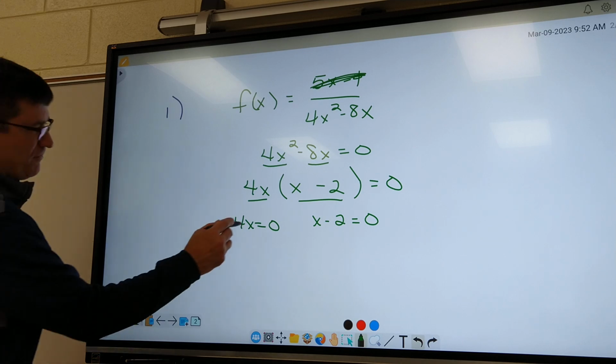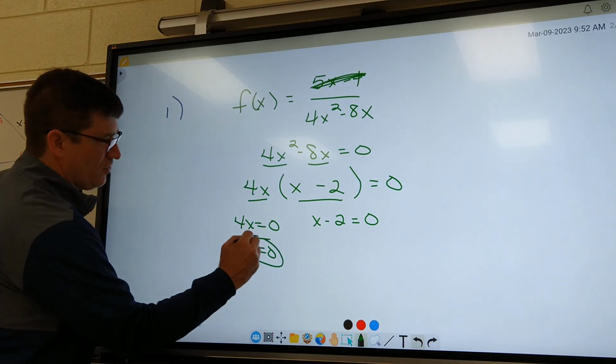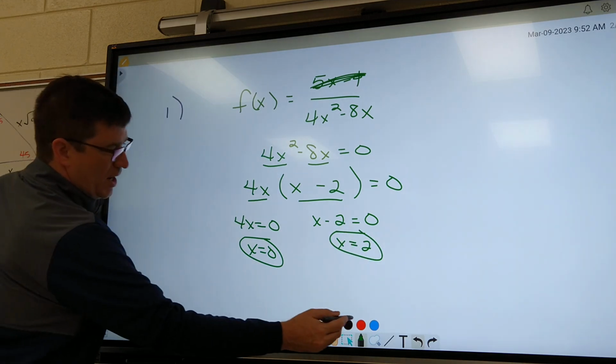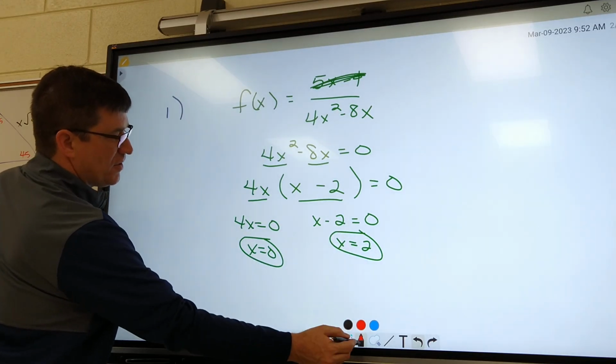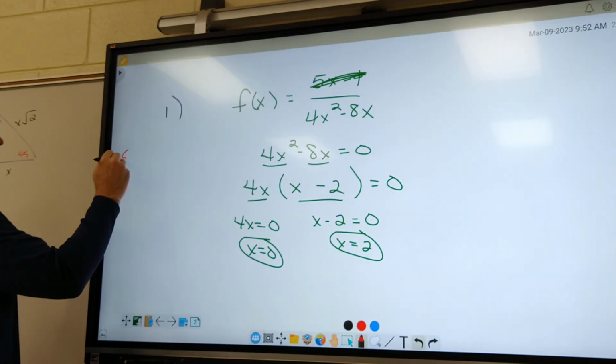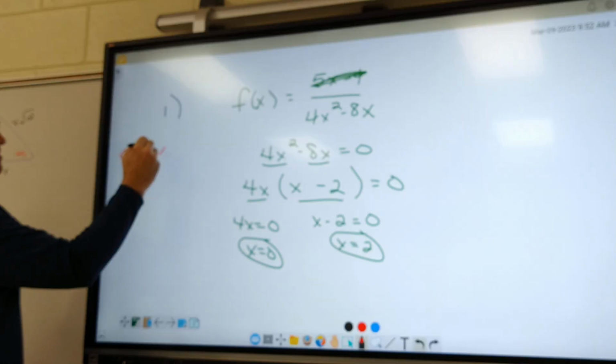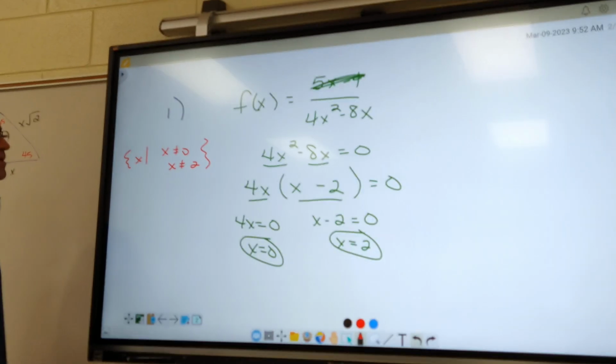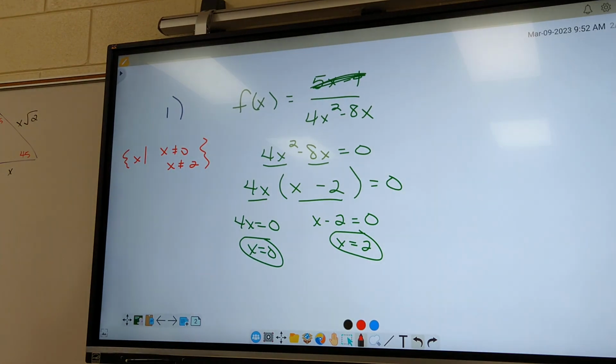All right, you divide by 4 here. This answer is 0. Move over minus 2, that answer is 2. So this is how we wrote it the first week of class. Let's see if y'all remember. We wrote for all our x's you could have, x could not equal 0, and x could not equal 2. Right, that was on our first test.